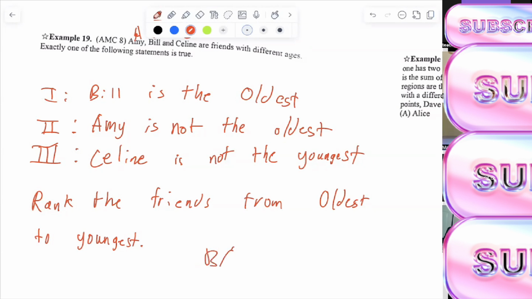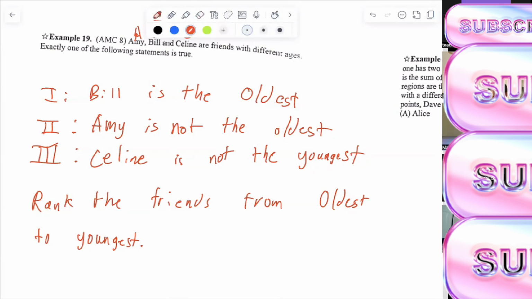So B, A, and C. But hold on a second. B is not the oldest also. So A is not the oldest doesn't work, because B and A are both not the oldest then, and C is also not the oldest. So you can't find anything in there. So the third statement must be true.